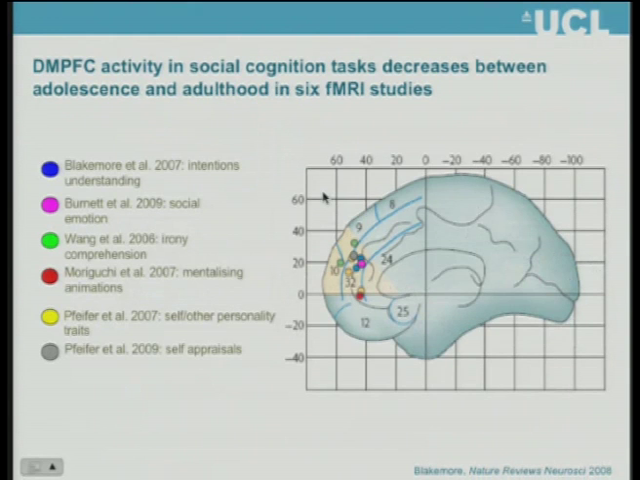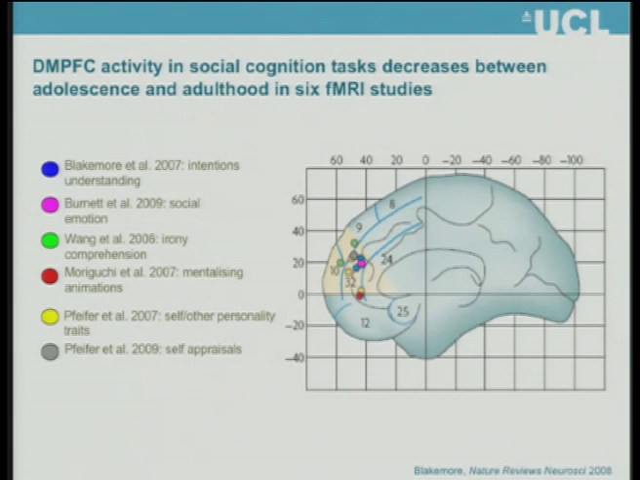And in fact, I did a meta-analysis a couple of years ago on all the fMRI studies that had ever been done, there are only 6 so far, this is a very, very new field, on brain activity during social cognition tasks, so during theory of mind tasks, between adolescence and adulthood. And all 6 studies, believe it or not, showed exactly the same thing.